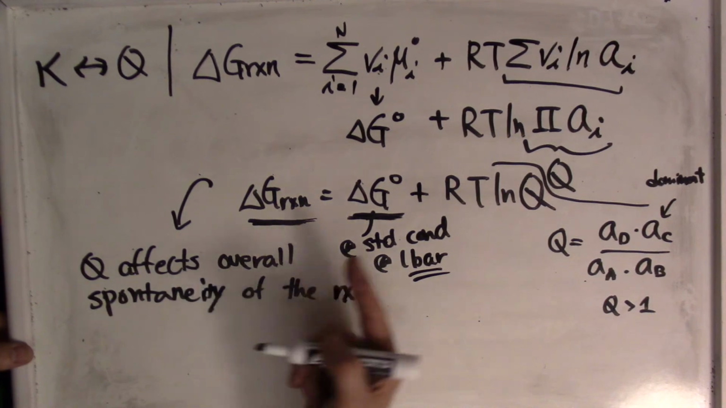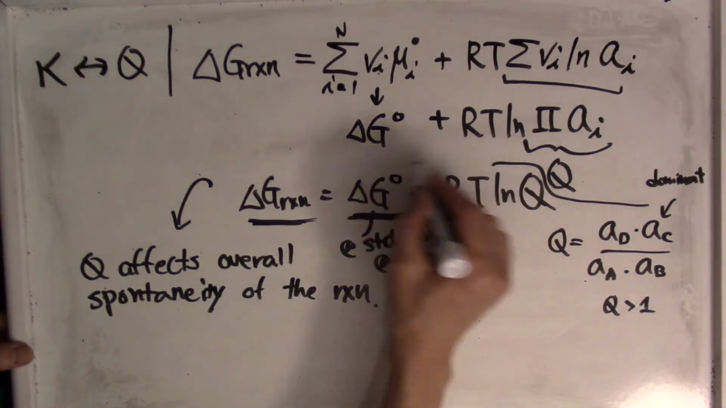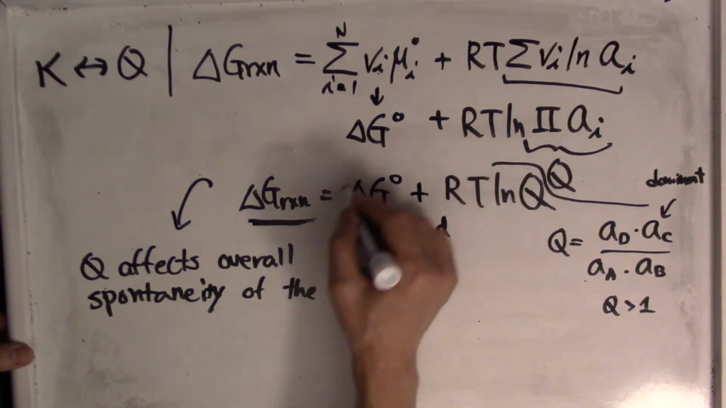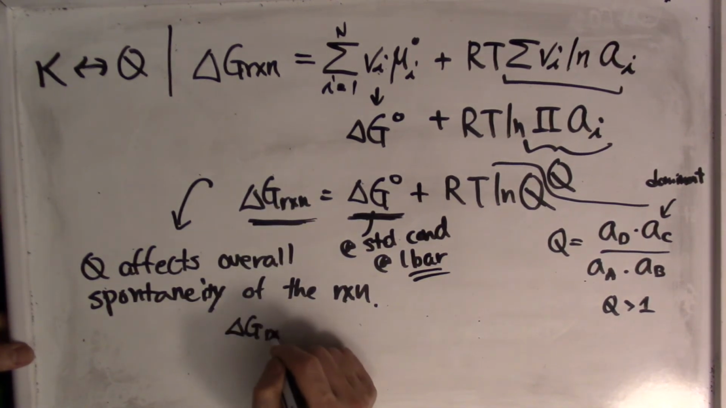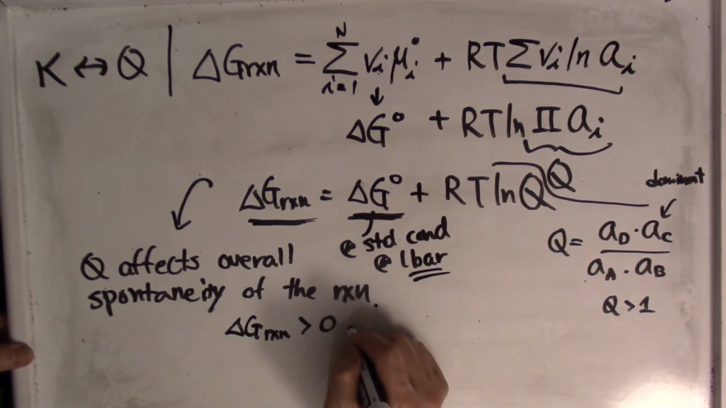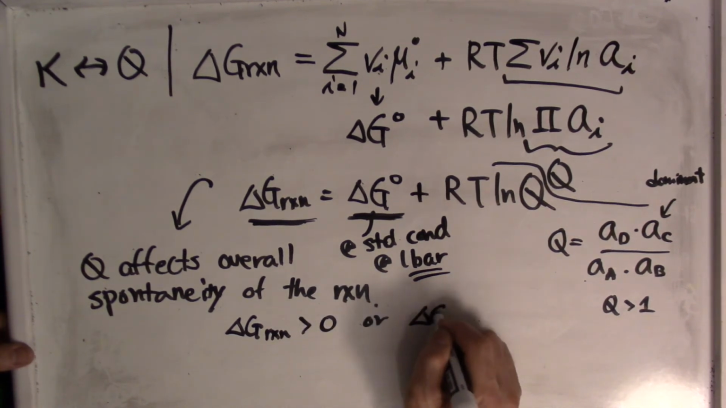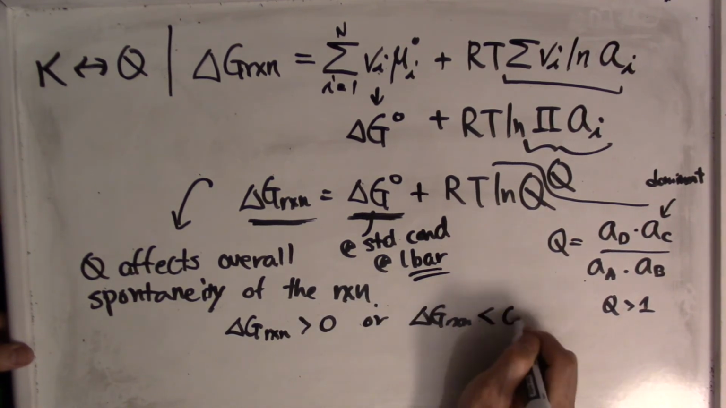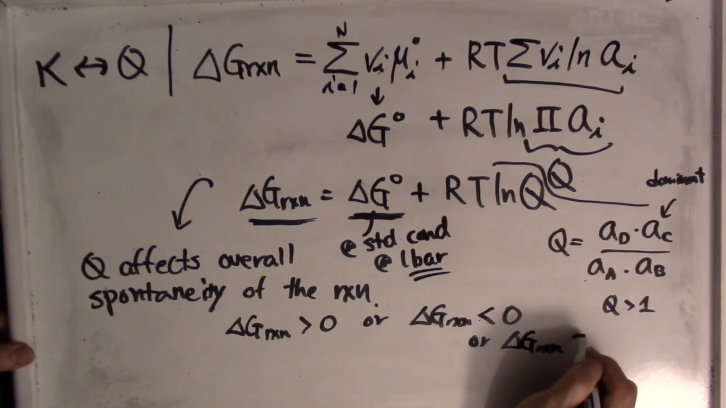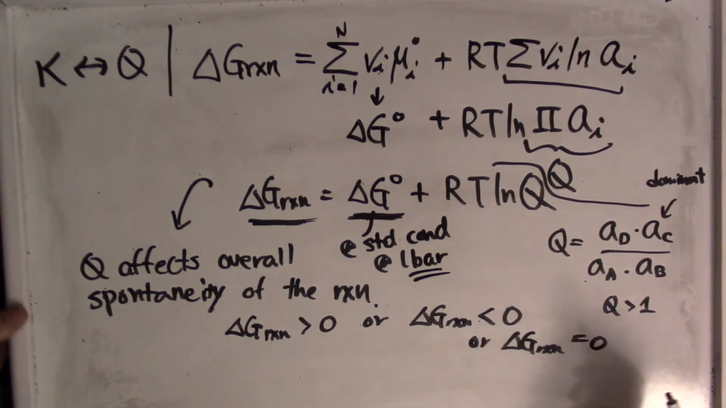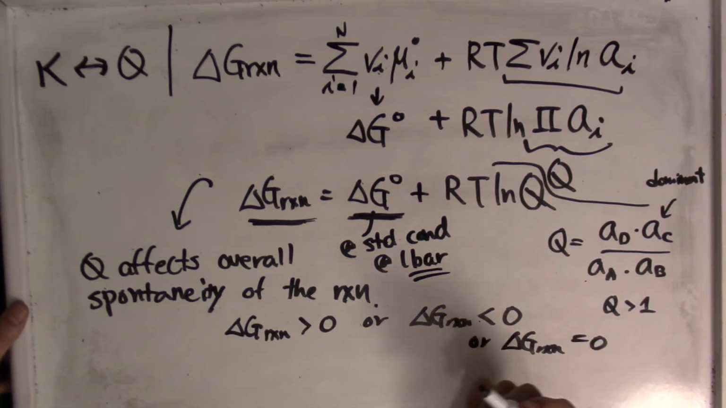Once you have the total delta G from this part, you can compare whether delta G of the reaction is greater than 0, smaller than 0, or equal to 0, and that would affect whether the actual reaction takes place or not.